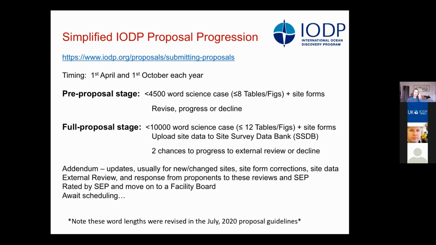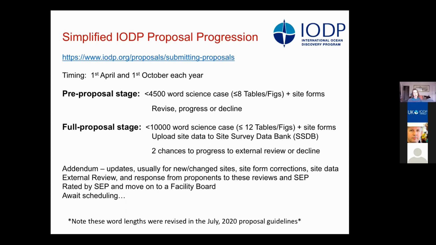So for the pre-proposal, the options are, it could progress onto a full proposal. We might decline it, and I'll explain why in a moment. We have a new situation where we can ask you for a revision of a pre-proposal. And then for a full proposal, you get 2 chances at the full proposal. So a full and a full 2. And after that point, we have to either send it to external review or decline.